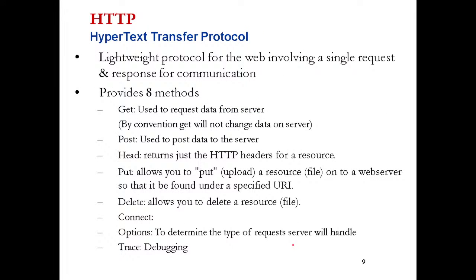Hypertext Transfer Protocol is a lightweight protocol for the web involving a single request and response for communication. It generally provides 8 methods. One is GET. It is used to request data from the server. Suppose you want to send a request to the server, then the GET method is used. And POST is used to post data to the server. Suppose you want to send only a request, then the GET method is called. But if you want to post some data, you want to send some data to the server.